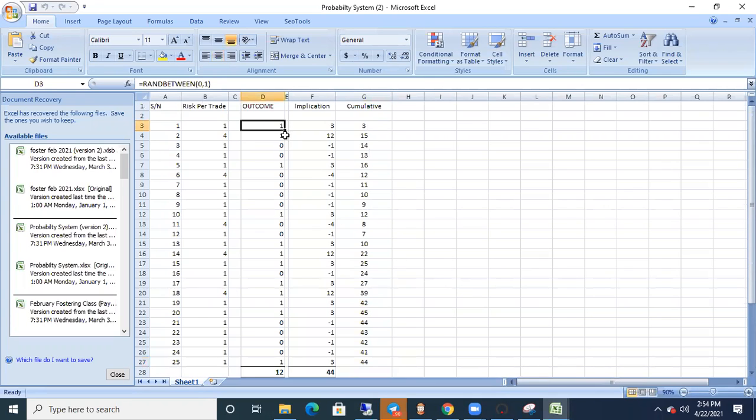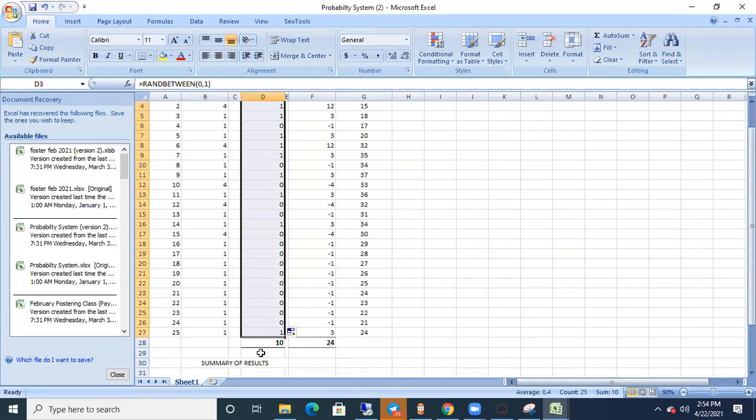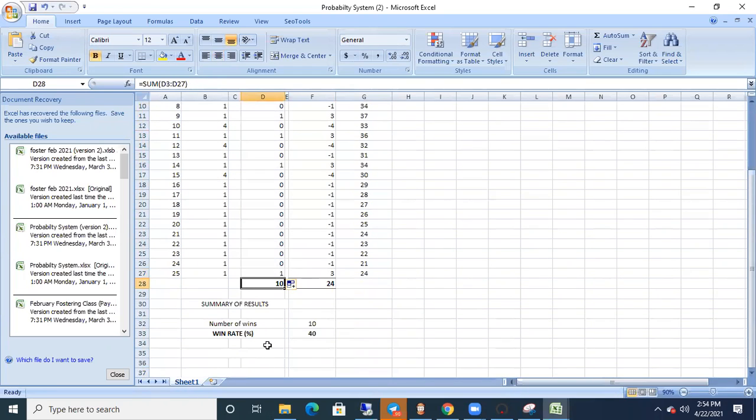If I randomize this again, and you have 10 winning trades out of 25 trades, an abysmal 40%, your account is still up 24%, even though you had 10 back-to-back losses.